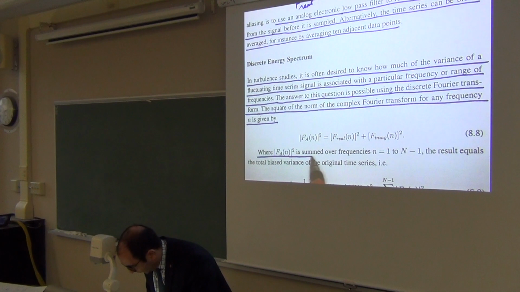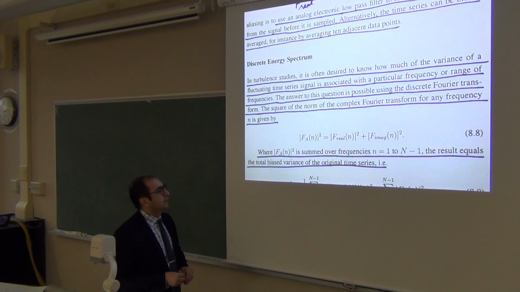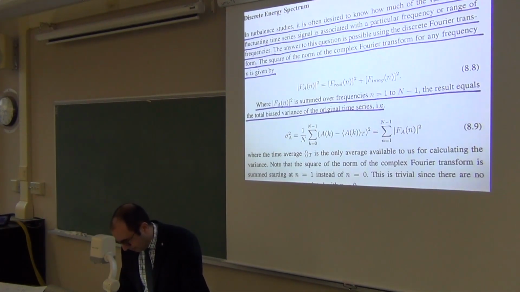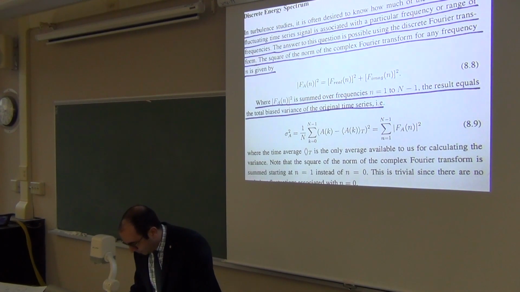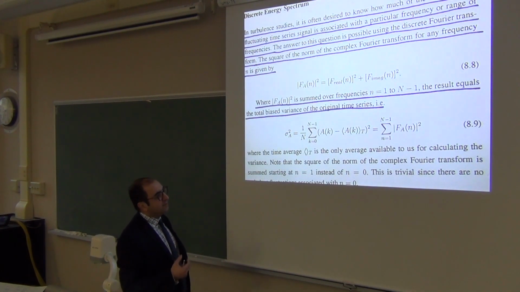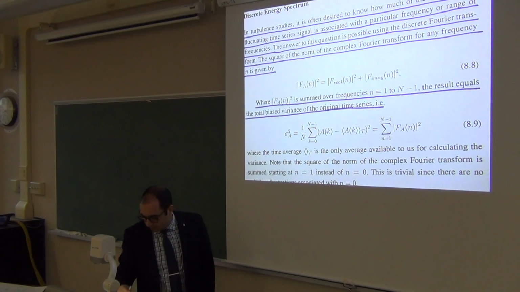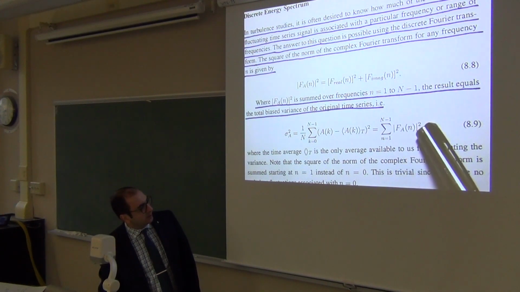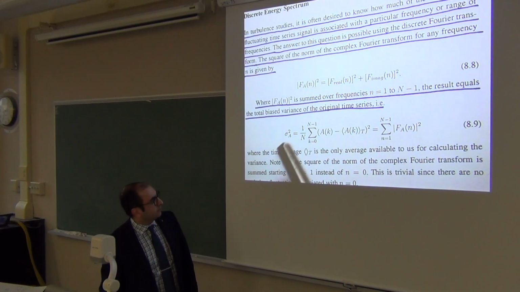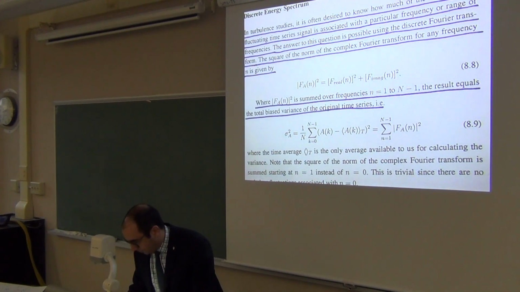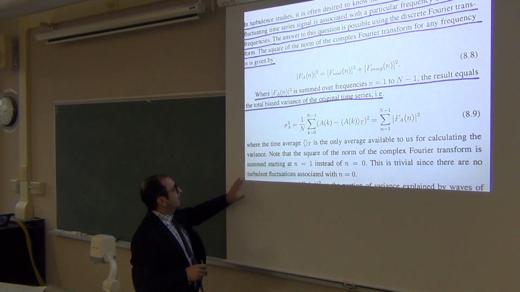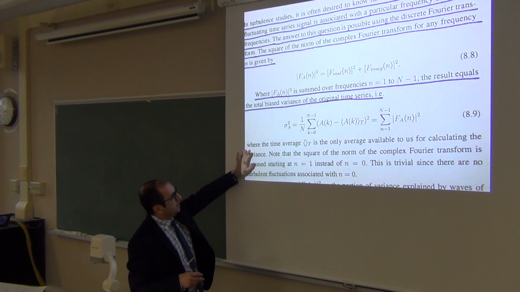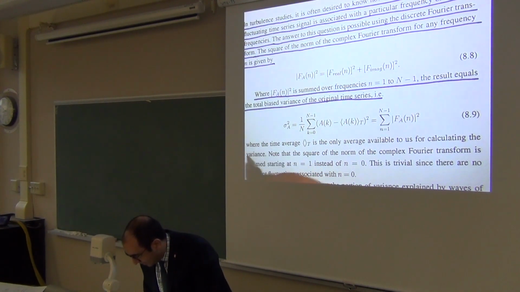Now, this is, however, a sum over different frequencies. I mean, I can write this for any frequency of interest. The result of all of these sums altogether is the total biased variance of the original time series. And that's the fundamental connection between Fourier transform and the fluctuations in the flow. If you sum up the Fourier transform squared over all the frequencies, you will get the original variance in the signal. Of course, it's never possible to do a statistical variance or average, but the variance for the time averaging that you are obtaining.